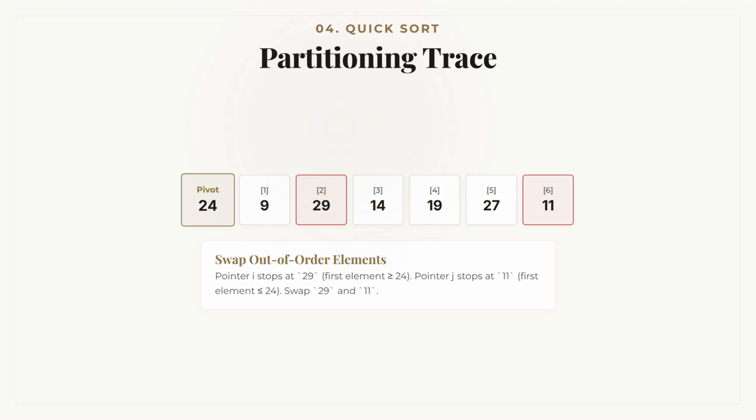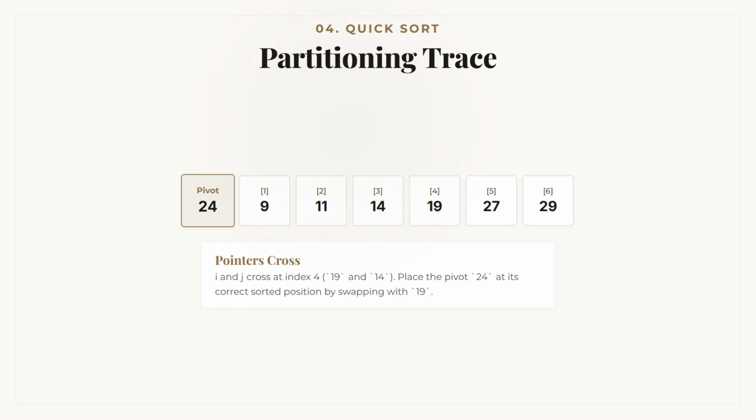The left pointer stops when it finds an element greater than or equal to the pivot. The right pointer stops when it finds an element smaller than or equal to the pivot. If the left pointer is still before the right pointer, we swap the two elements. This process continues until the pointers cross each other. Finally, we place the pivot in its correct position.